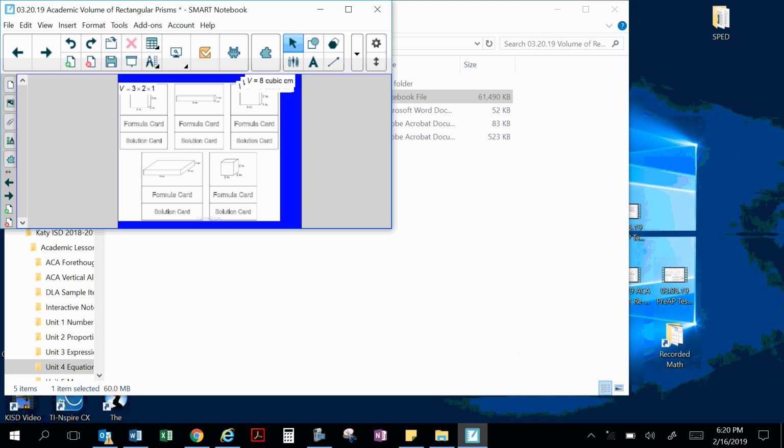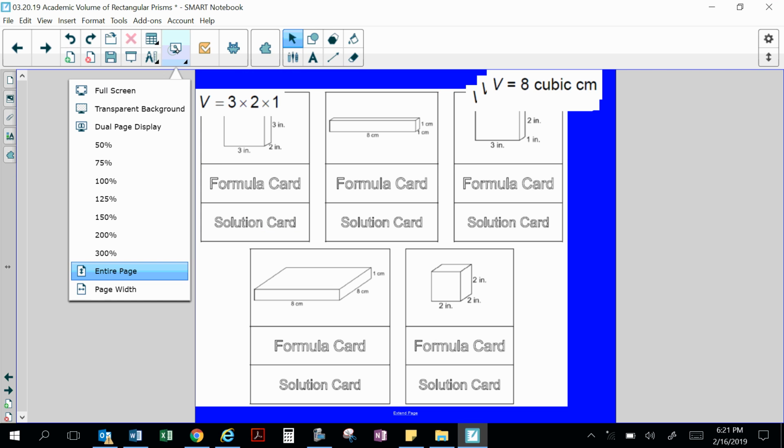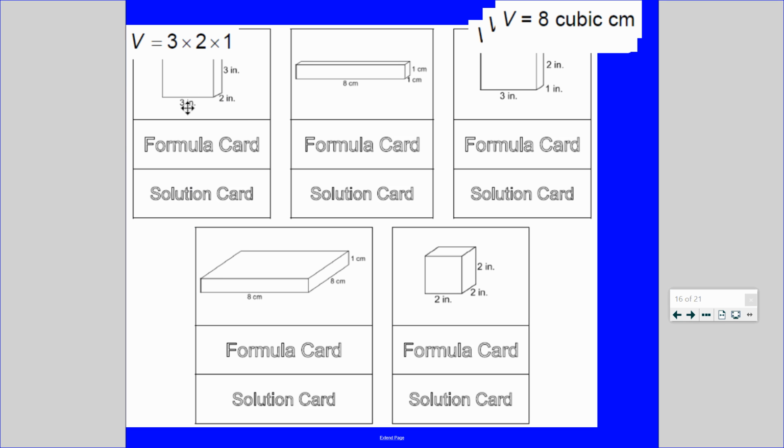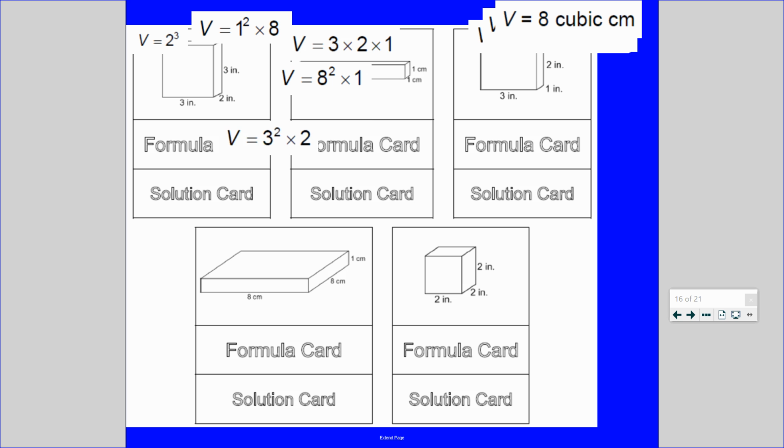How would you find the volume of this one? We multiply the big B, 3 by 2 by 3. Let's see, where would it be? Oh, I think it's this one. And what is 3 times 3 times 2? 3 times 3 is 9 times 2 is 18.